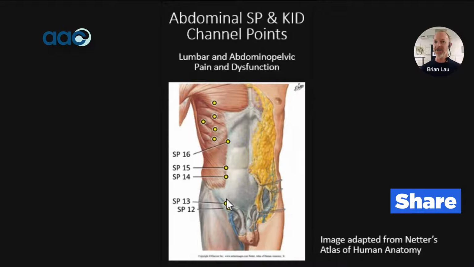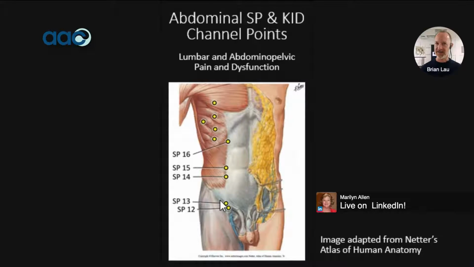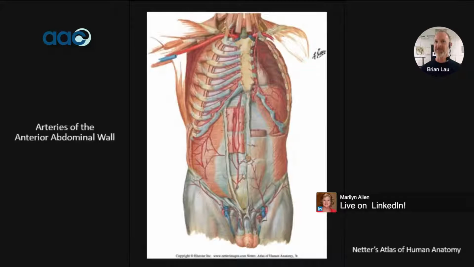As we travel down to the lower portion of the spleen channel on the abdomen, we have spleen 12 and spleen 13 at the inguinal ligament. Spleen 12 is also on the lateral border of the femoral artery. This will be our first window into understanding the depth in the fascial layer that makes up the spleen channel. So keep that one in mind as we go to the next image.